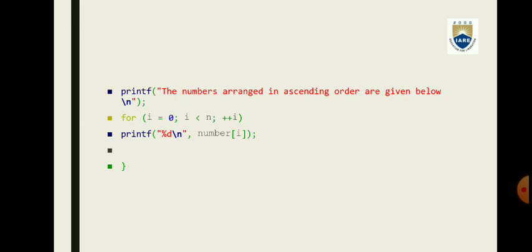And next, printf statement. The numbers arranged in ascending order are given below. For loop, for i is equals to 0, i is less than n, and increment of i, and printf statement, that is a of i, and we'll get the numbers in ascending order.